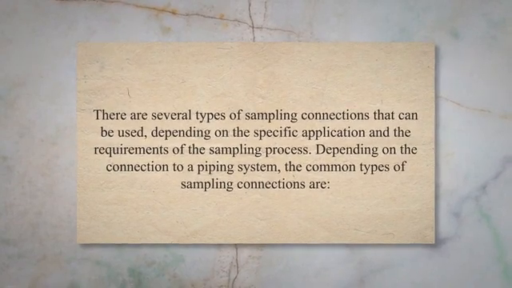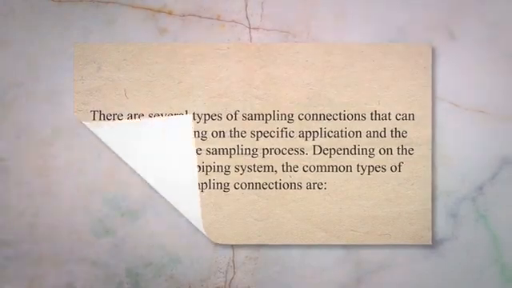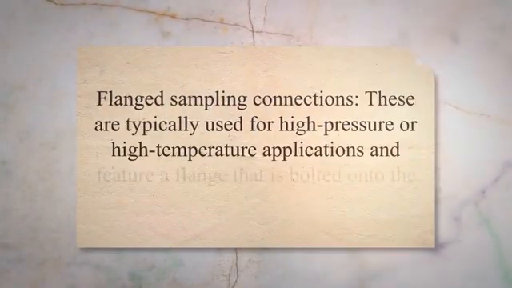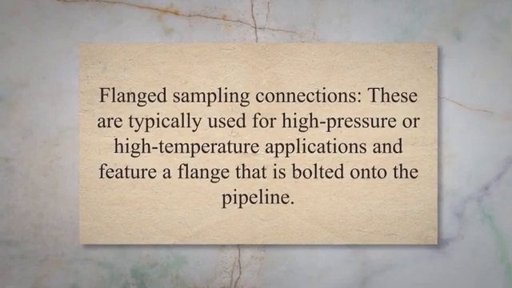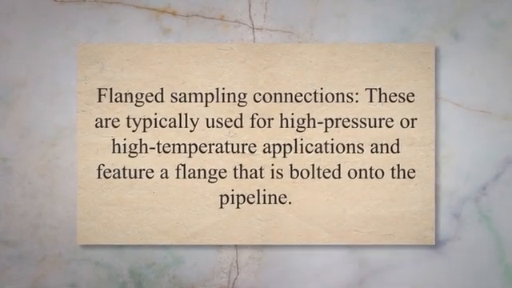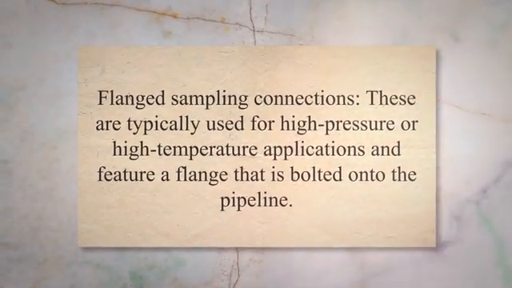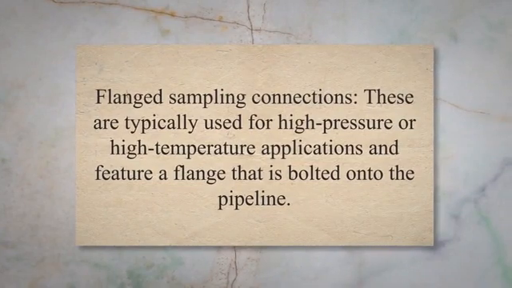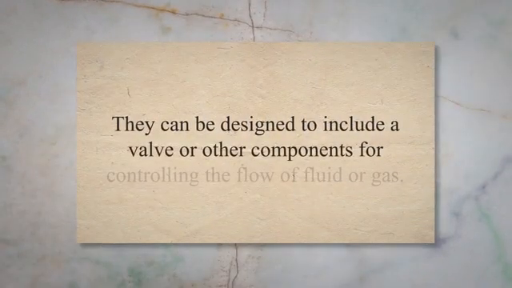Depending on the connection to a piping system, the common types of sampling connections are: Flanged sampling connections. These are typically used for high-pressure or high-temperature applications and feature a flange that is bolted onto the pipeline. A valve is then attached to the flange, which can be used to control the flow of fluid or gas through the sampling connection. Welded sampling connections.